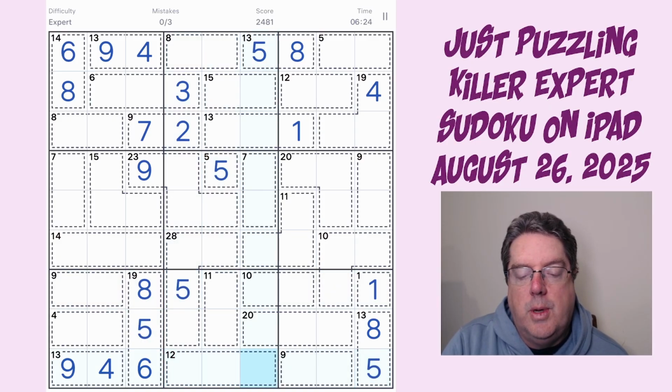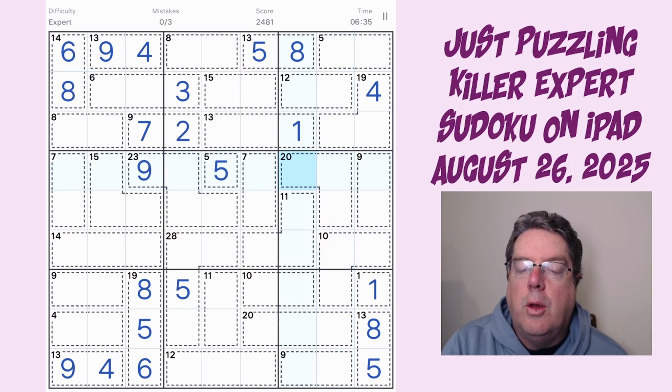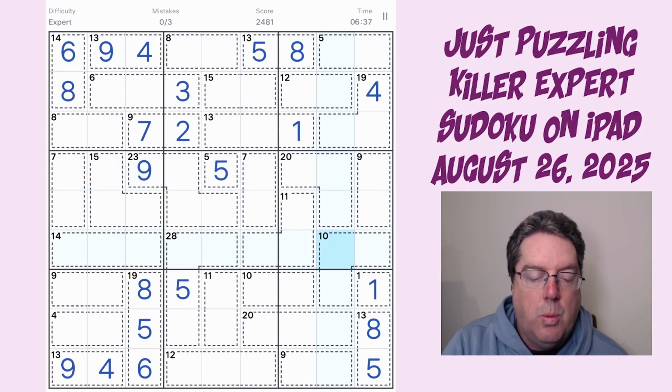Eight, 1 and 3, 2 and 7. 2 and 7. So 1 comes down this column, 1 comes up this column. 1 would leave 19 across 2, and I can't have that, so that's going to be the 1.